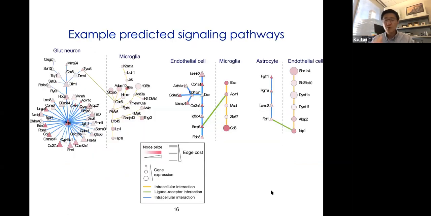So we applied cytotalk to the single-cell RNA-seq data only. So this is an example of predicted signaling pathways. The green edge here indicates ligand receptor interaction. The blue and yellow edges represent intracellular interaction networks, as shown here. Okay, and the node size represents absolute expression level of a gene, and the node shade color represents expression specificity for a given gene to that cell type.